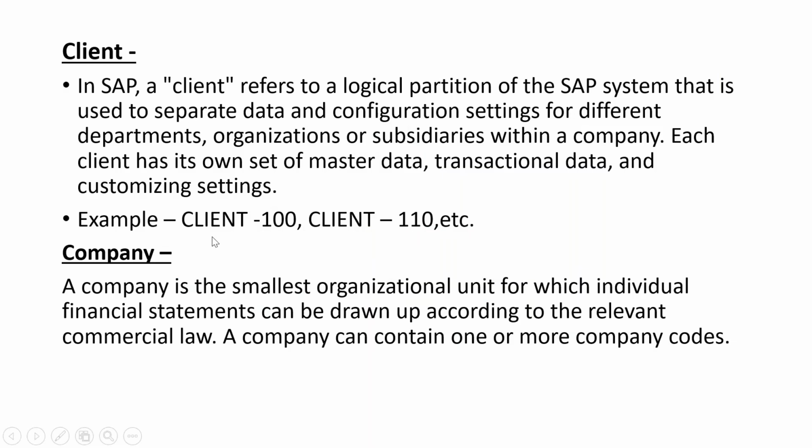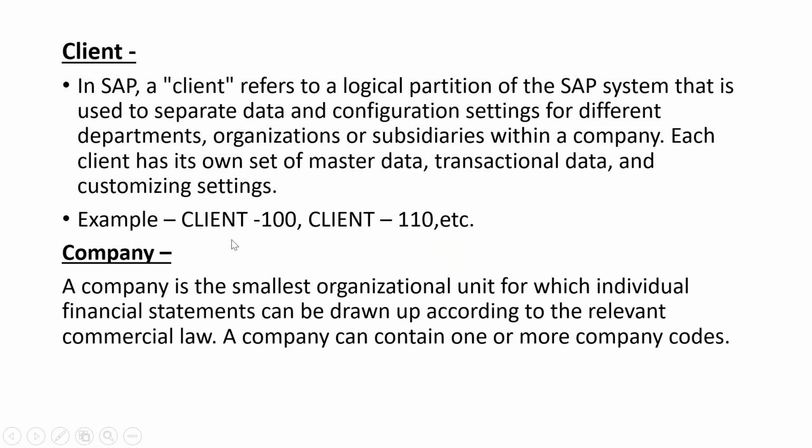Because automobile manufacturing will have different configurations and different process flow, whereas steel manufacturing has a different process and different organization elements and different configurations. So how do they differentiate? They differentiate which system belongs to which sector of Tata Group. So based on the number, the client number.